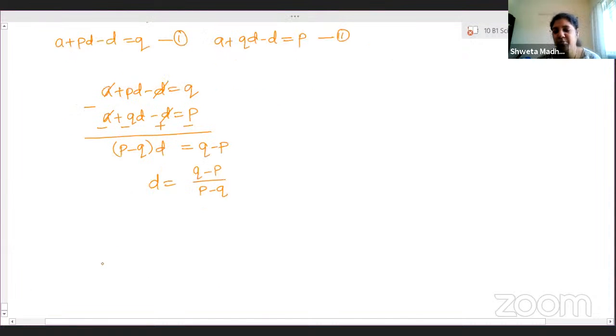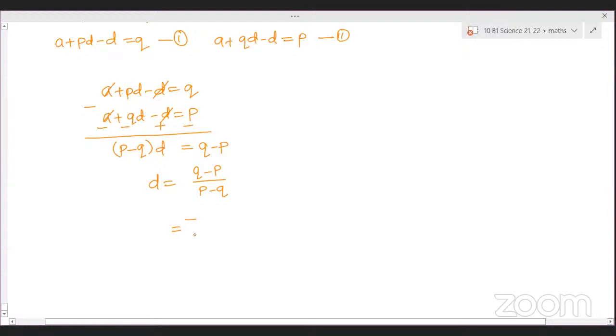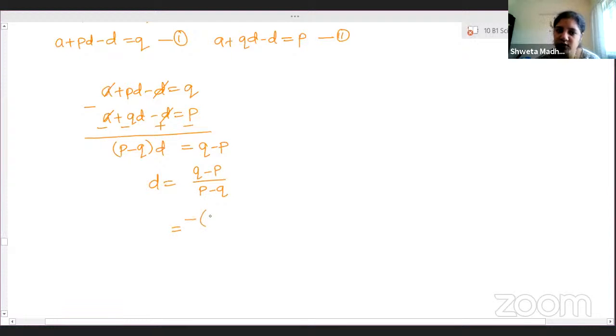So how can we simplify? By taking the minus common from the numerator, q will become minus and p will become plus. By taking the minus sign common, both the signs will change. Q is positive, it will become negative, and p is negative, it will become positive, divided by p minus q. Now this bracket and this bracket are the same, so we can cancel it. So this is equal to minus 1. The value of d is minus 1.